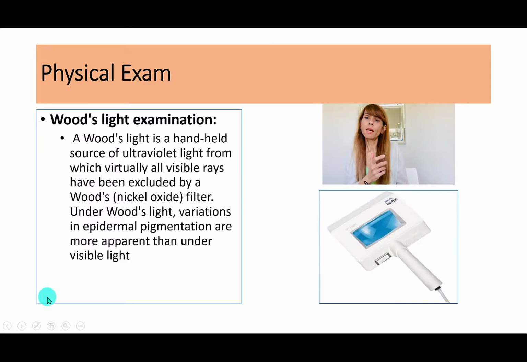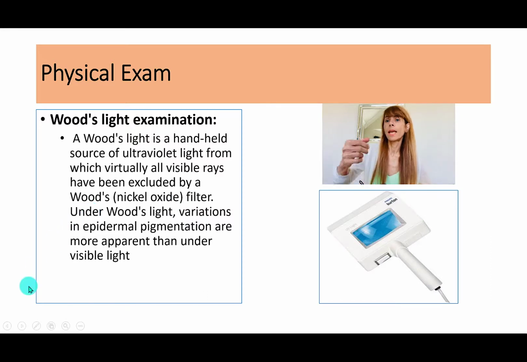So Wood's light exam is done with the help of Wood's light. So basically this is an ultraviolet light that is used to explore skin lesions, so you can see the skin lesions in more detail and can arrive at the diagnosis more easily. So it's another tool to do the physical exam.